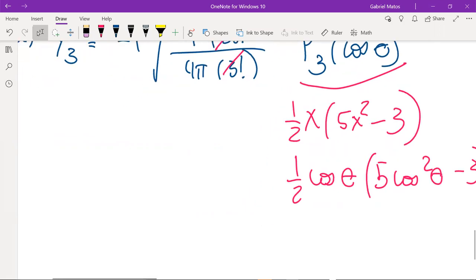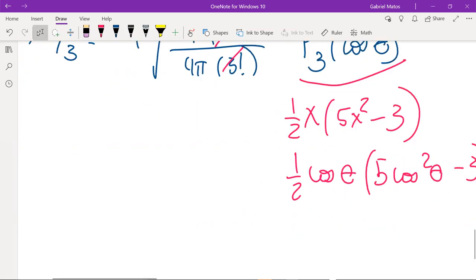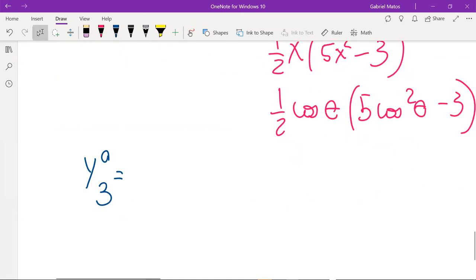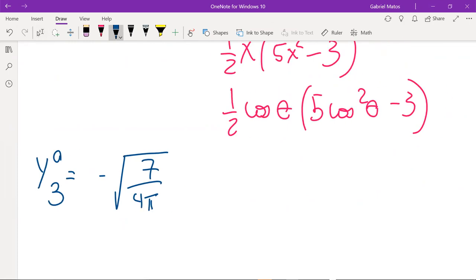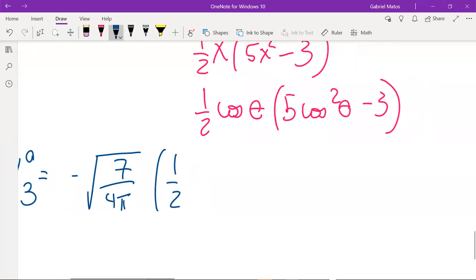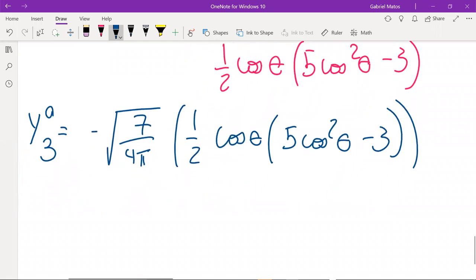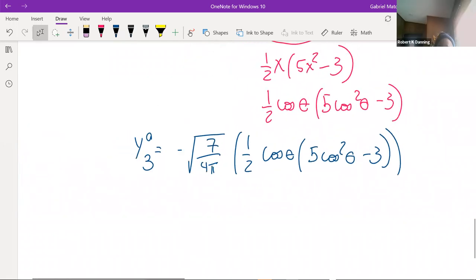And then to sum it all up, Y30 equals this thing: the square root of 7 over 4 pi, times 1/2, cosine of theta, 5 cosine squared of theta minus 3. So that's Y30.